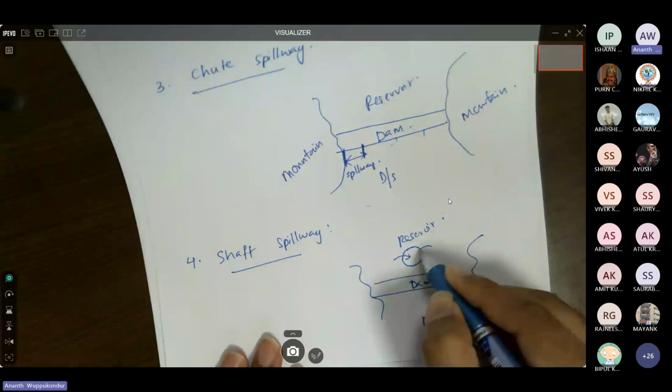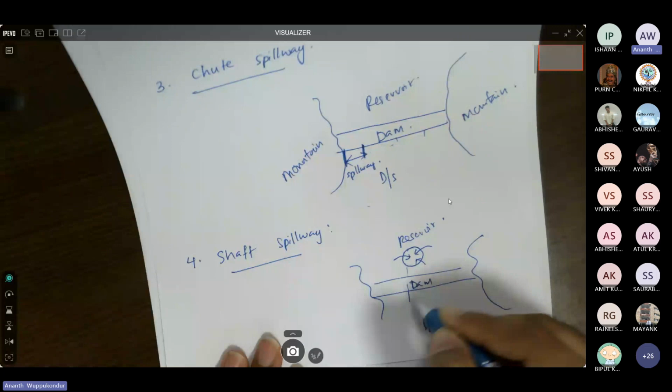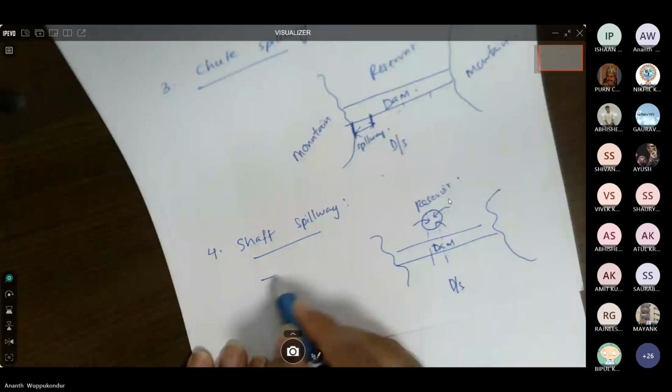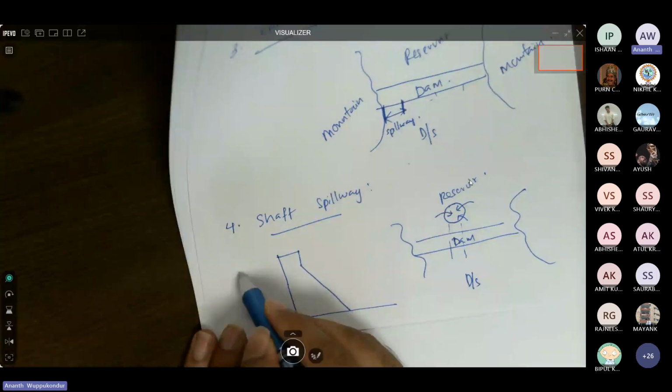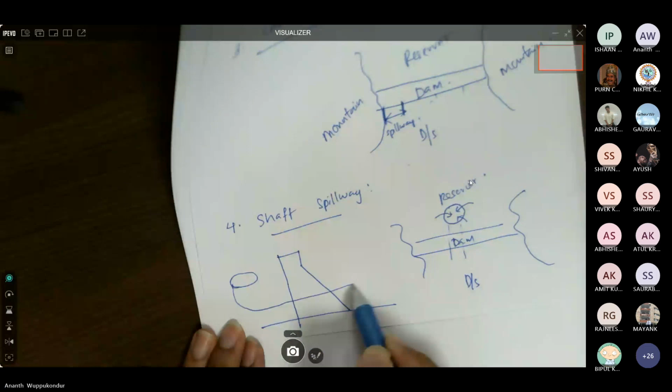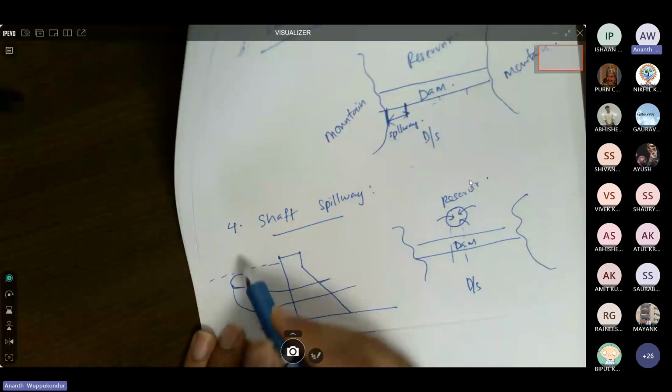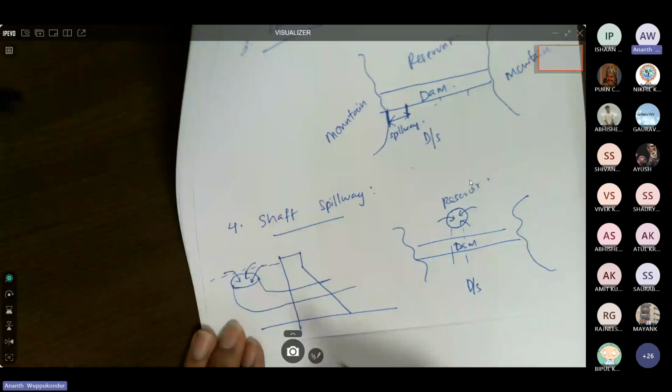And then this shaft is going to pass through the dam, and then it would discharge the water. So if I draw the cross section, this is what the dam cross section is like. And then you provide a shaft spillway that goes through the dam. So let's say this is the reservoir level, then the water is going to drain into this shaft, and from this shaft the water will be discharged onto the downstream face, on the downstream of the dam.